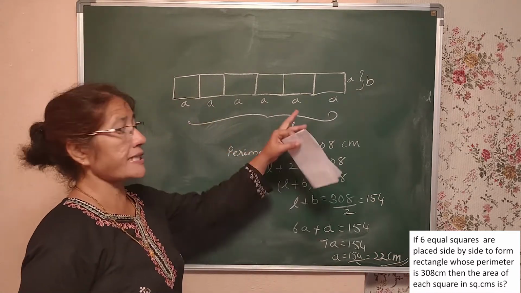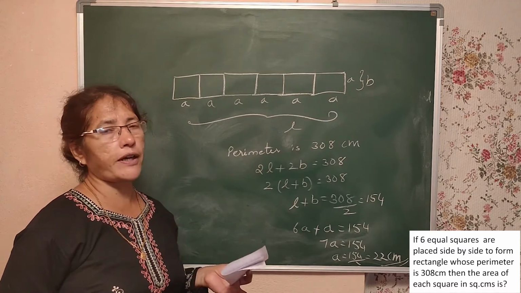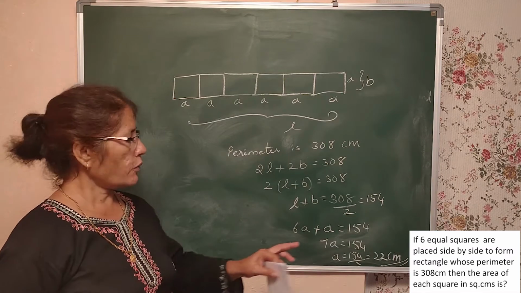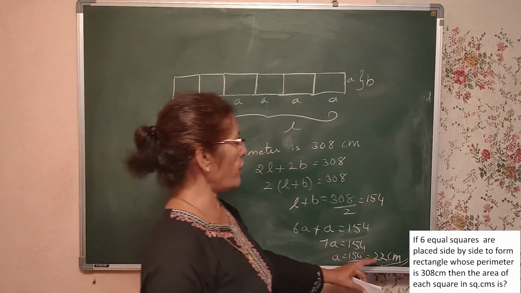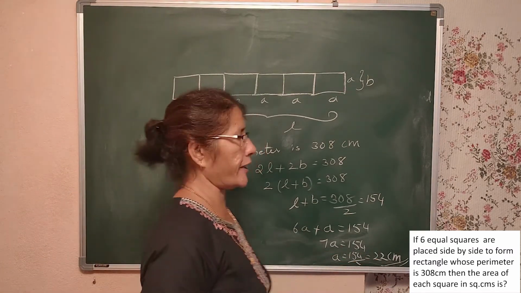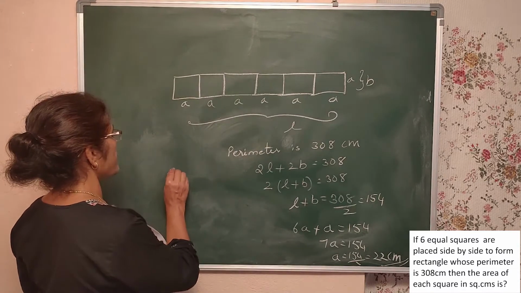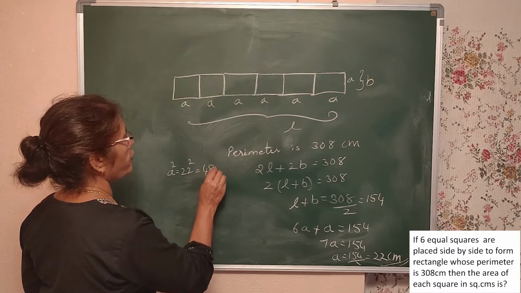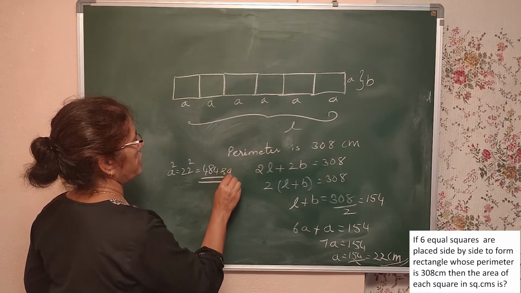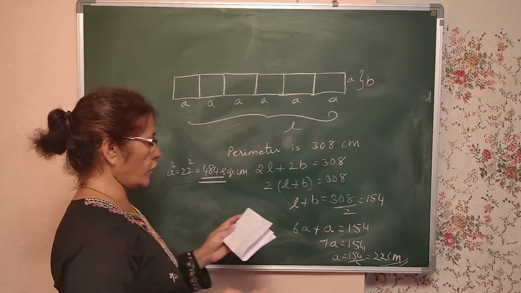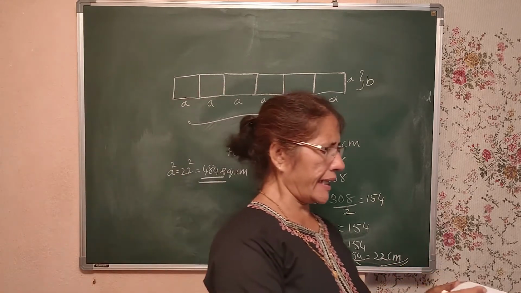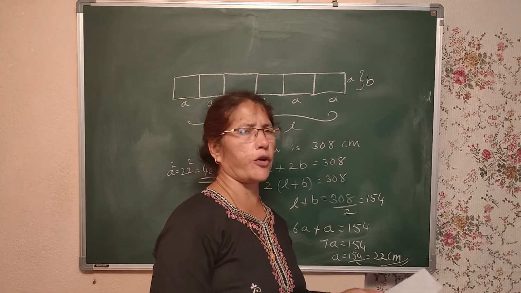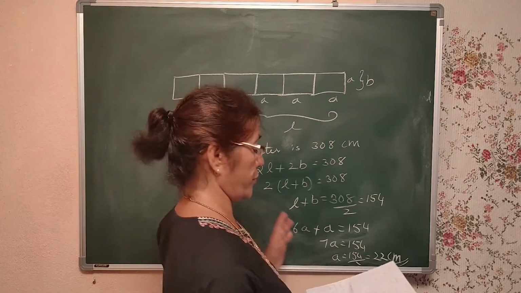Suppose I know the side of a square, I can find out very easily what is the area of a square. What is the area of a square? 22, 22 is a square. So area is equal to A square is equal to 22 square is equal to 484 square centimeter. So they have given the option like 324, 196, 256, 484, 576. You understood how to do this.